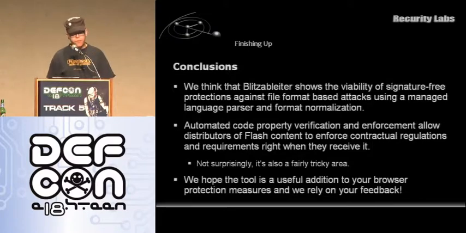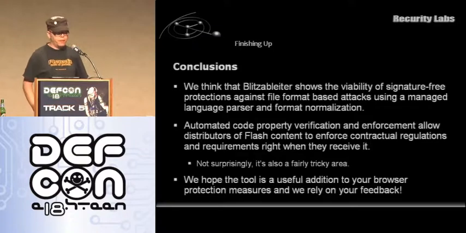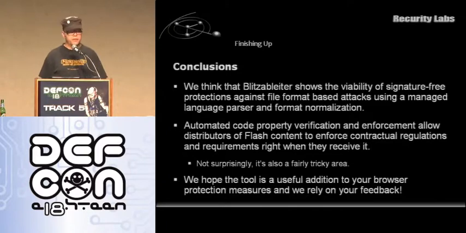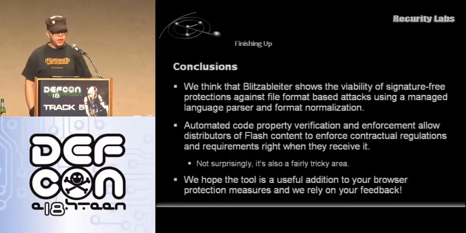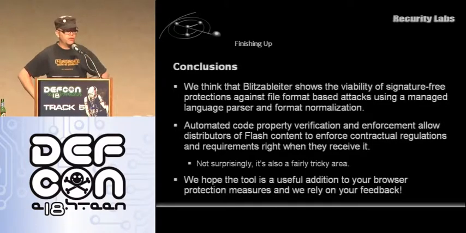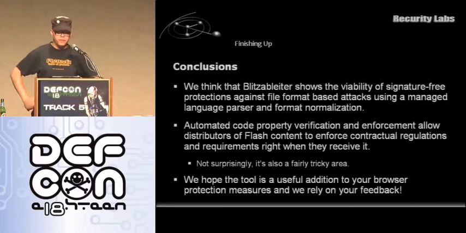So essentially, we're pretty confident that Blitzableiter, by principle, first and foremost shows that signature-free recreation is a valuable alternative to the detection paradigm of AVs, by having secure parsers in managed languages and enforcing a structure that is documented and strict. You make it a lot harder for people to get through this to the broken parser at the end where you feed it to. We also think that automated code property verification and enforcement will be really interesting and useful for people that have that requirement and are also more applicable to other file formats.